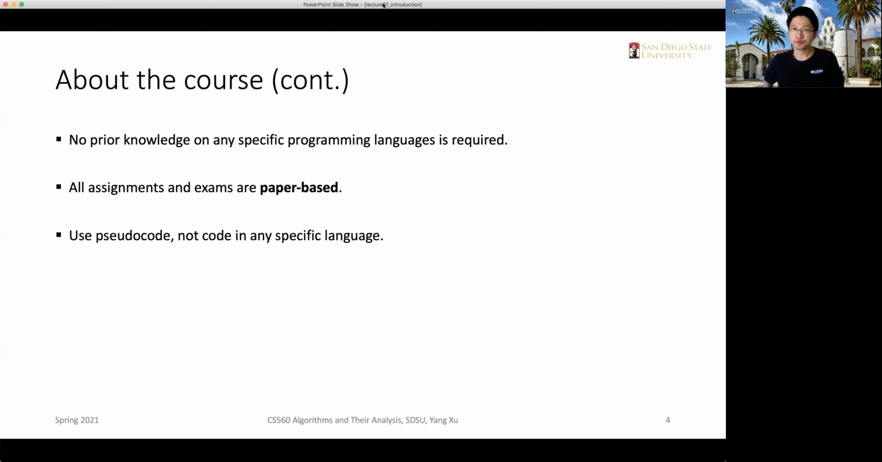For the exams, we will mention that later. We will have 2 midterm exams and the final exam, and all the exam questions will also be paper-based. So you need to print the questions out. But for the exams, I don't think you need additional paper, because when I design the questions, I leave sufficient space for you to fill out the answers.